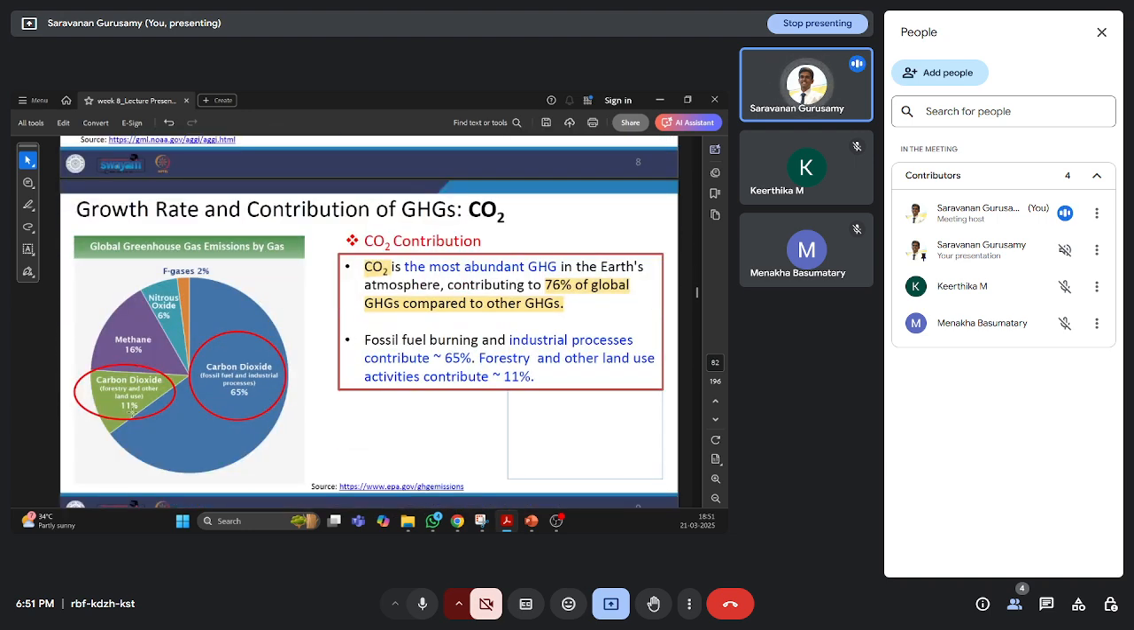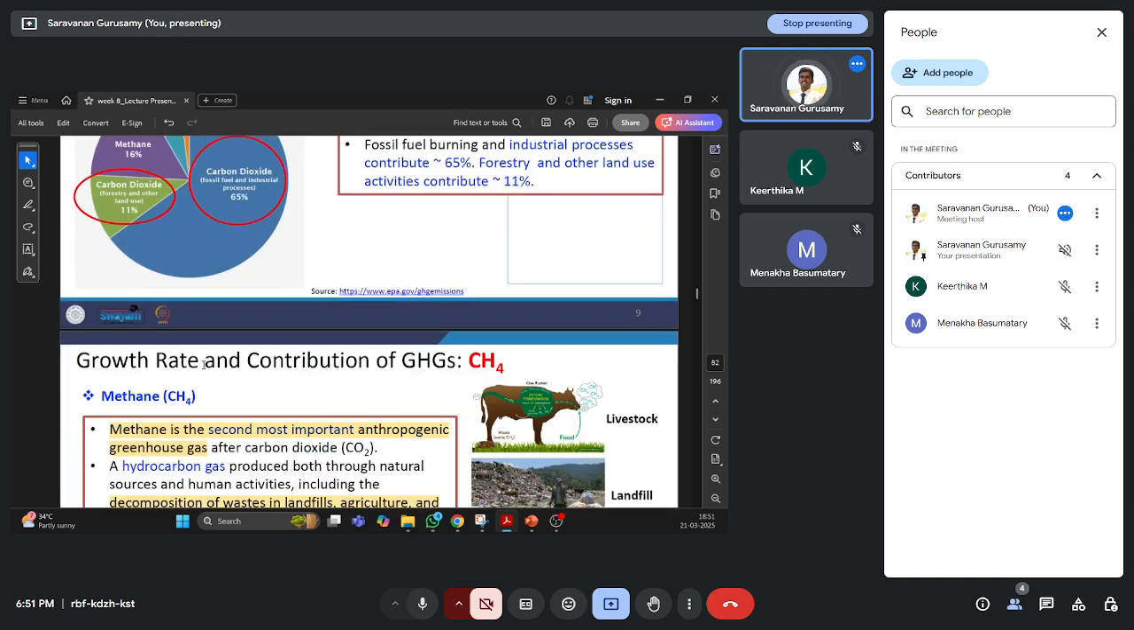So you can see carbon dioxide from forest and other land use is 11%, and fossil fuel and industrial processes are emitting 65%. Totally we are emitting 76% carbon dioxide as a greenhouse gas. Methane is only 16%, nitrous oxide is 6%, and F gases are 2% only. But why we talk a lot about carbon dioxide is that it is 76% of the global greenhouse gas.